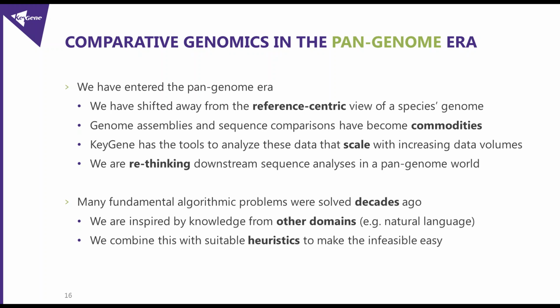Now, what I have tried to show you today is that we have entered the pan-genome era. And so we are shifting away from the reference-centric view of a single genome towards a collection of genomes that contains all the nucleotide and structural information that is present in a population. And this is possible because genome assemblies and also sequence comparisons, as I've shown today, have become commodities. They can be executed relatively fast, and they don't cost a great deal of resources anymore. KeyGene has the tools to analyze these data and tools that scale with increasing data volume. So aligning 9 complex polyploid genomes only takes an hour.